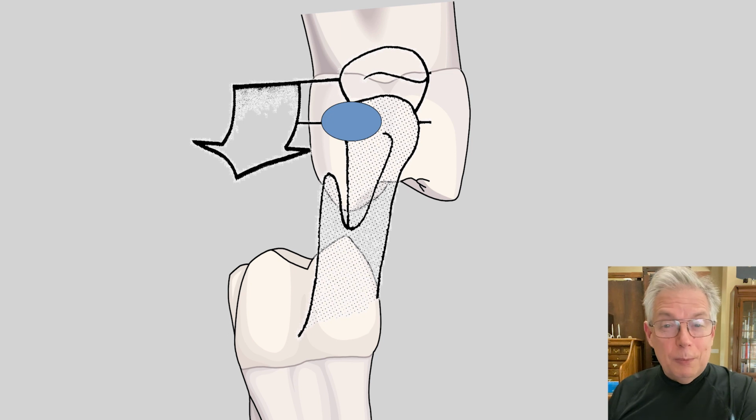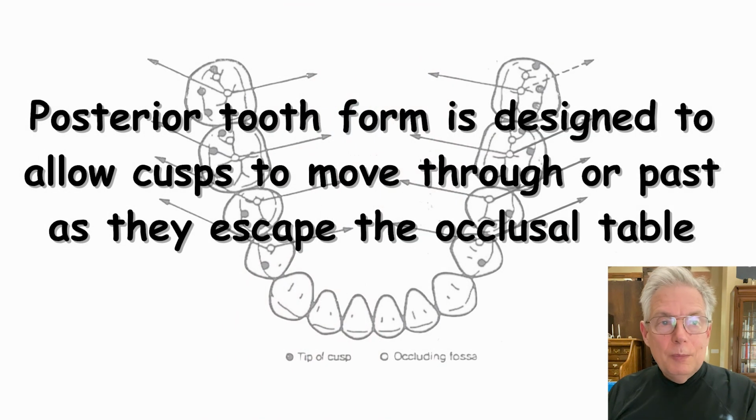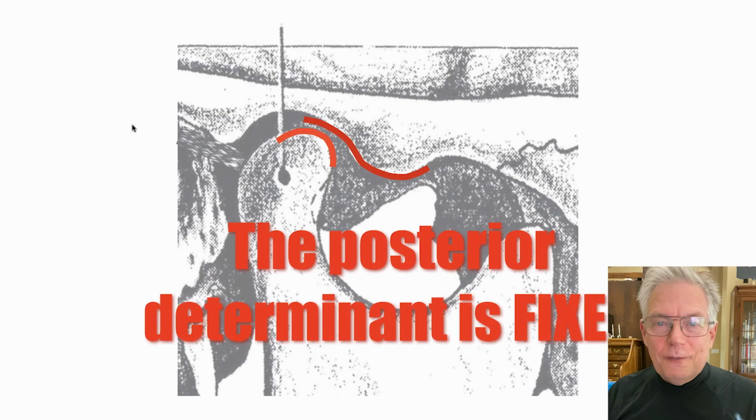But in someone who has really pointy back teeth, if you go look, I promise you that those teeth are separated quickly because they have a steeper angle of the eminence. Posterior tooth form is designed to allow cusps to move through or past as they escape the occlusal table. That's what the grooves are there for. And that's a fixed determinant.